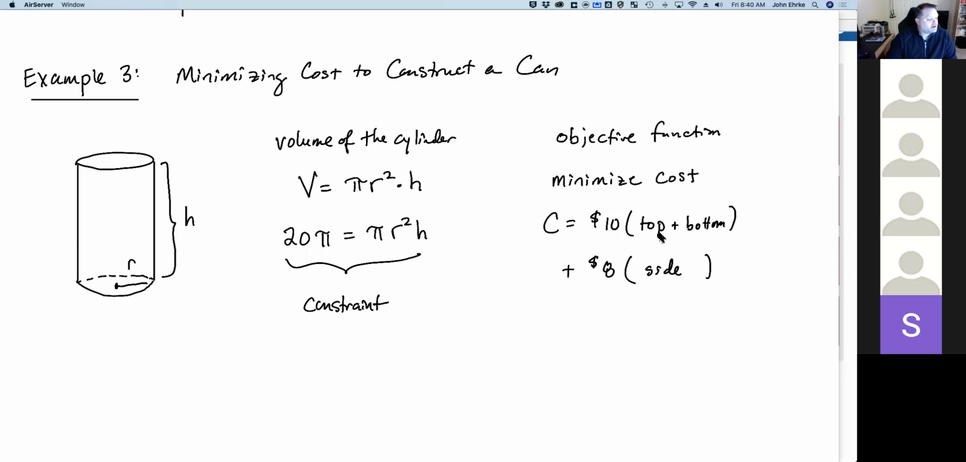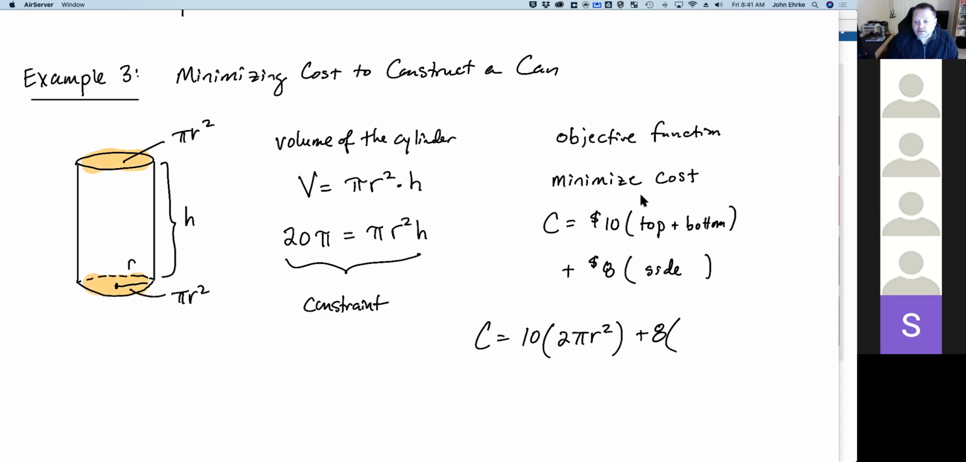So we'll have to figure out what the area of the top is and what the area of the bottom is. And then it's $8 per cubic meter for the area along the side. We call the area of the side the lateral surface area. So $8 per cubic meter for the lateral surface area. All right, so let's talk about the top and the bottom first. I think it's not too bad here. We know that the top and the bottom are both going to be pi r squared. So if I'm updating my cost function here, it's $10 times pi r squared plus pi r squared, so 2 pi r squareds. Okay, and then it's going to be $8 times the side.